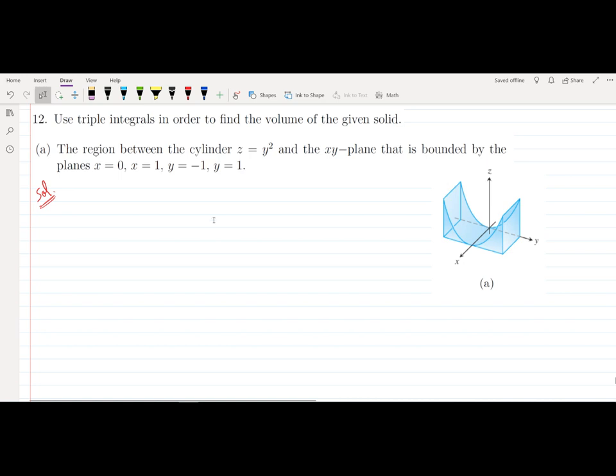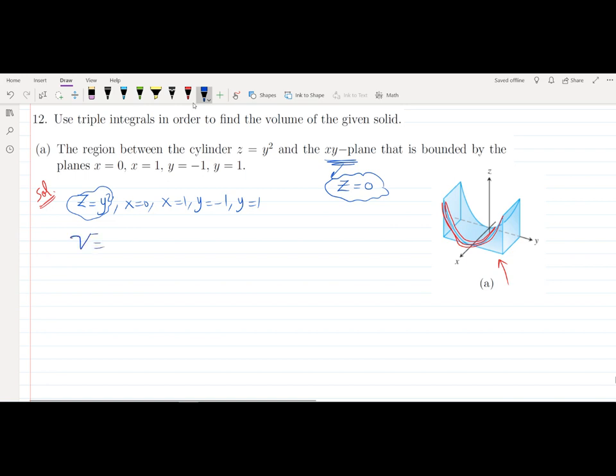It is very clear from this graph, this 3D figure. We have this parabolic cylinder, and we can write all the equations: z equals y squared, x equals 0, x equals 1, y equals negative 1 and y equals 1, and the xy plane means z equals 0. It's very clear that we have z repeated 2 times, which is here and here, and then we can use all the rules for the volume.